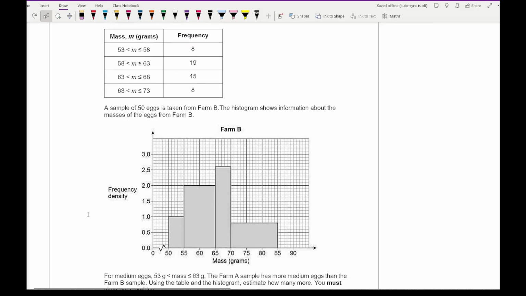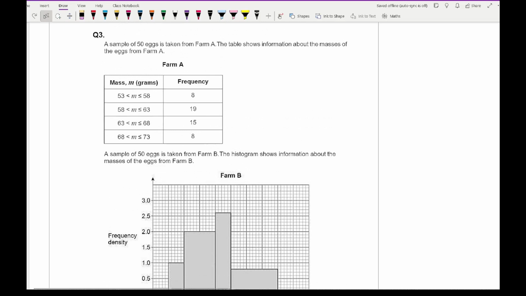So we know that medium eggs have a weight between 53 and 63. So if you look at farm A, that's basically going to be from 53 to 63. Well, there's going to be the first 2 frequencies. So for farm A, that has 8 plus 19, so it's 27 medium eggs. So that's the first one done.